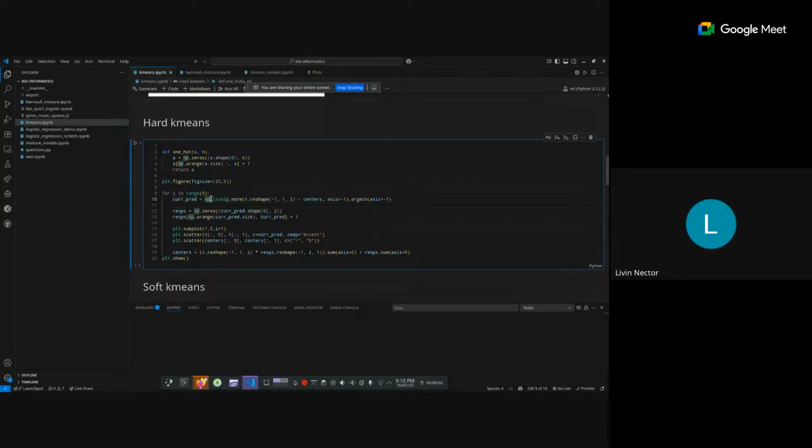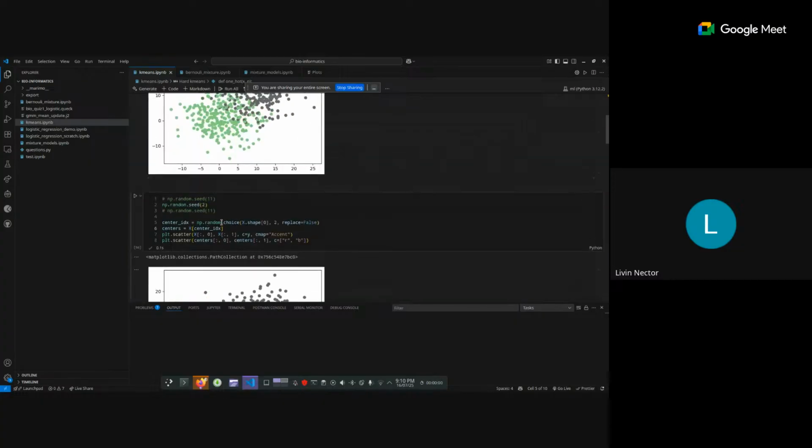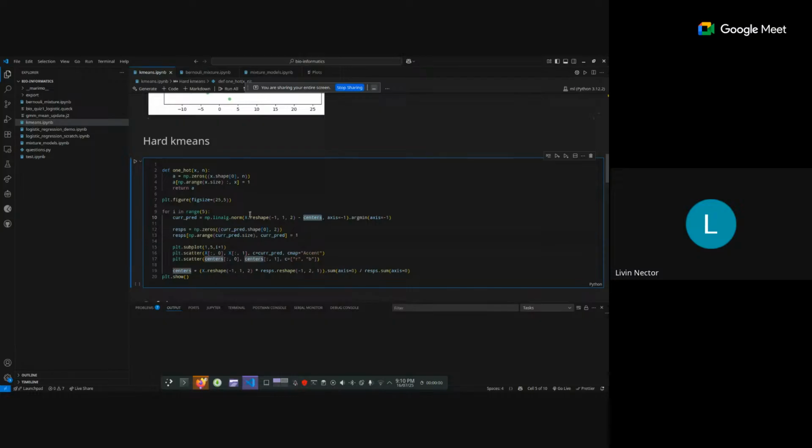Yeah. So first, what we'll do is find the distance. This linear norm is basically the L2 distance, the Euclidean distance. Using that, we are measuring the distance from each cluster. We have the centers over here, which we have generated randomly from here. Then we are finding the distance. This is the difference, and after the difference, we are finding the norm, which is basically the Euclidean distance. Then we are finding the cluster with which the data point has minimum distance.